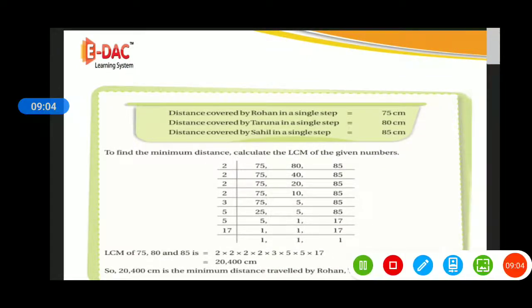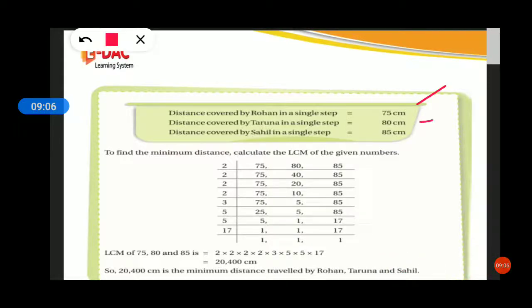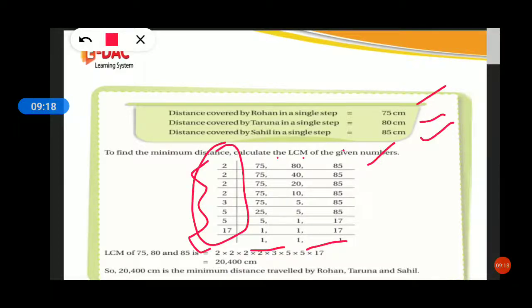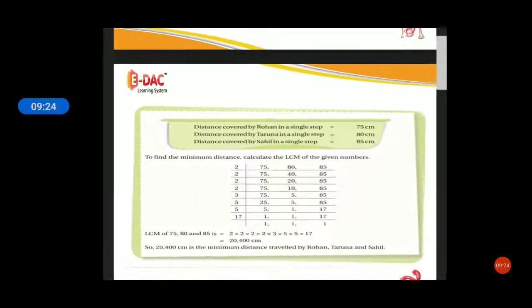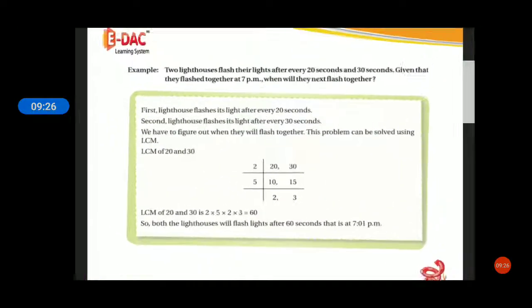So here we have three numbers, 75, 80, 85. I am writing them in a horizontal line using commas. Now we are going to divide them using the prime numbers, until we get 1 or a prime number. Then you multiply all these numbers and you will get the LCM. Okay, students, that's all. You need to divide by the prime numbers, and you need to multiply all the numbers.